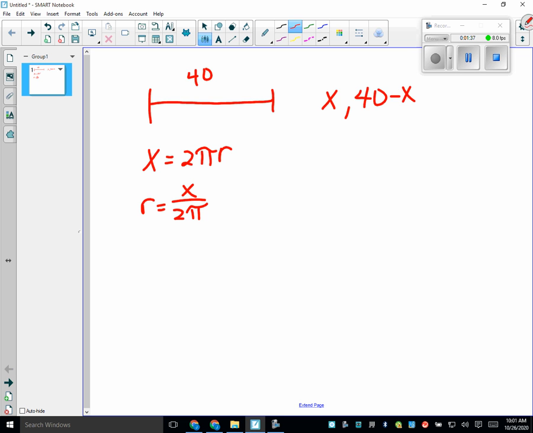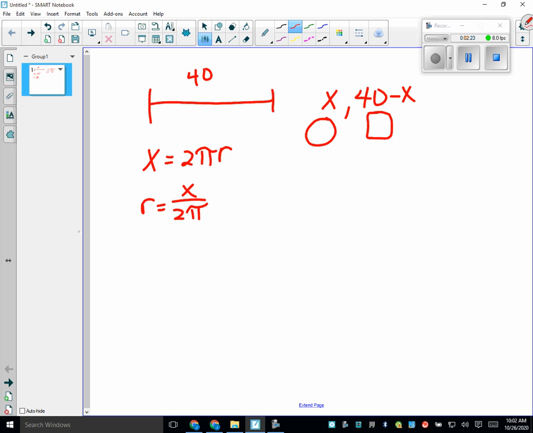Now, I want the area of the circle and the area of the square to be a minimum. Right? So, how do I find area of a square? Area of the square, side squared, is, if this is my wire around a circle, this is my wire around a square, right? Well, I already used x for the circle, didn't I?